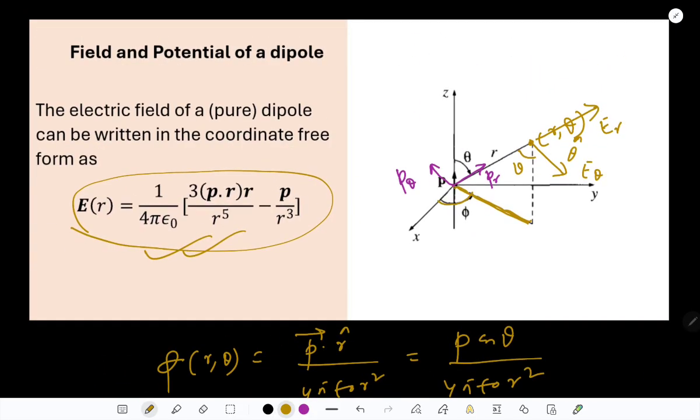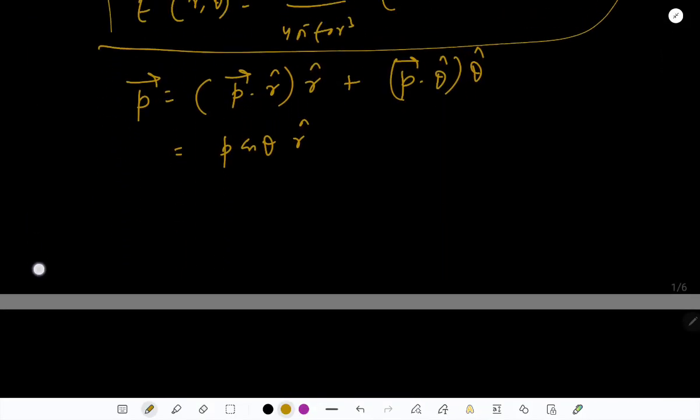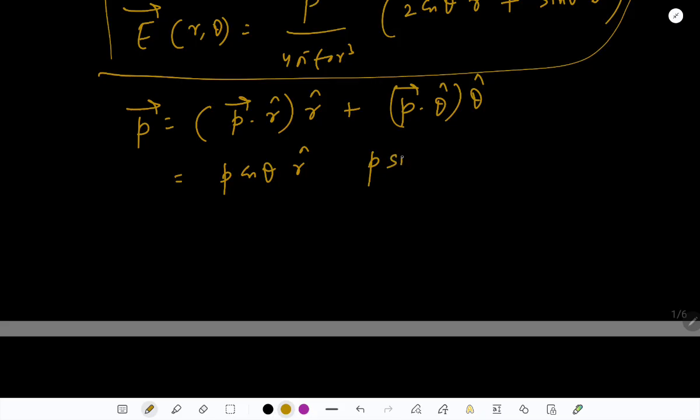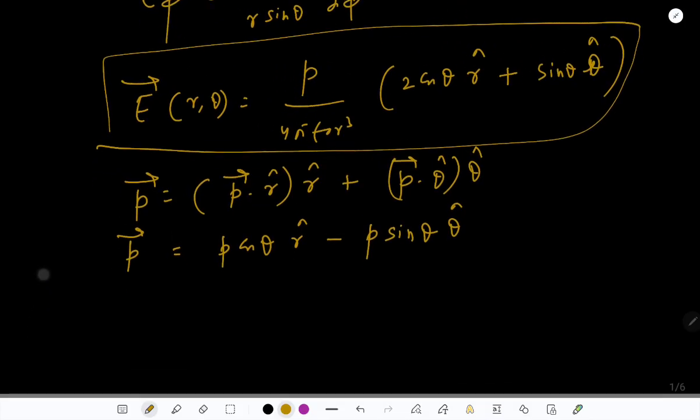because you have to put it in this direction, and this angle is theta, and this angle is 90 minus theta, so this p theta magnitude is p sin theta, and p dot theta is p sin theta, but this component of the dipole moment is opposite to the direction of unit vector theta, so we can write here minus theta. So p can be written like this.